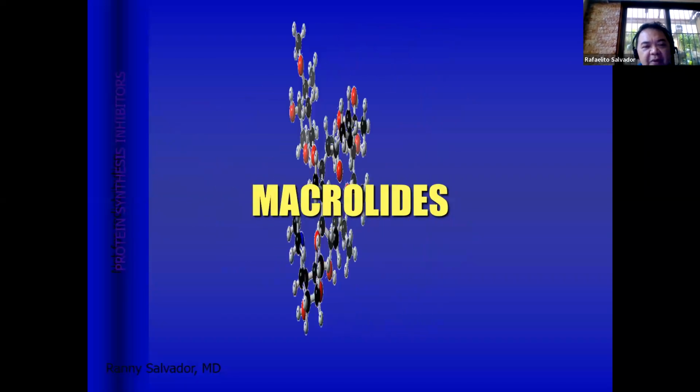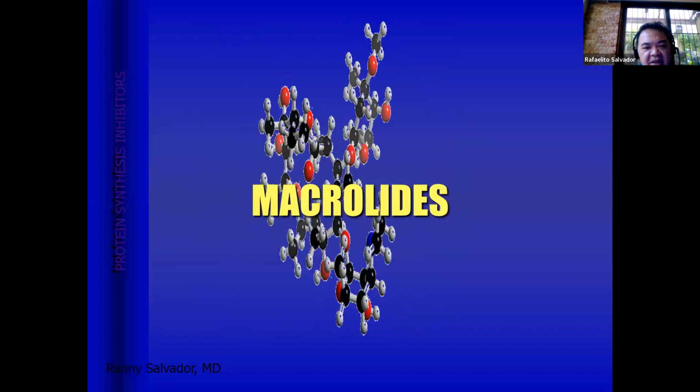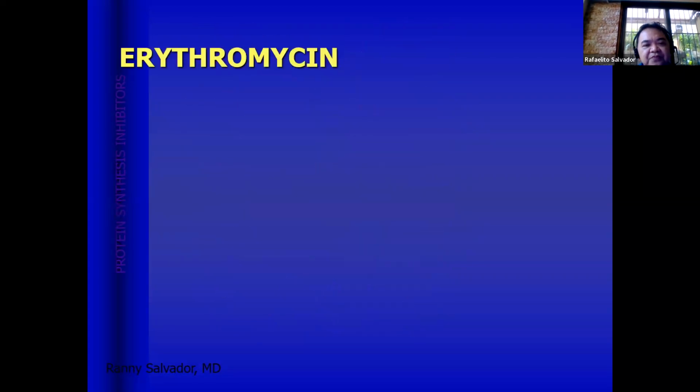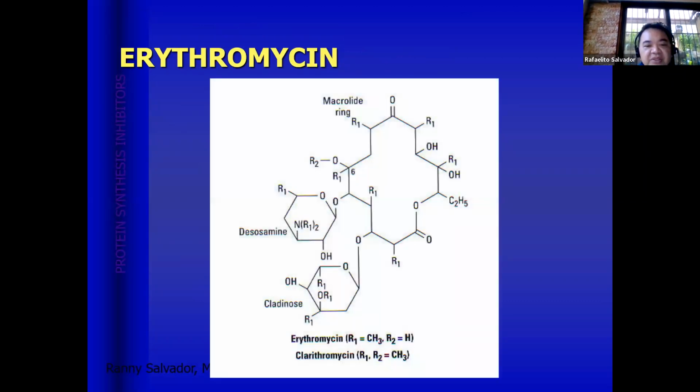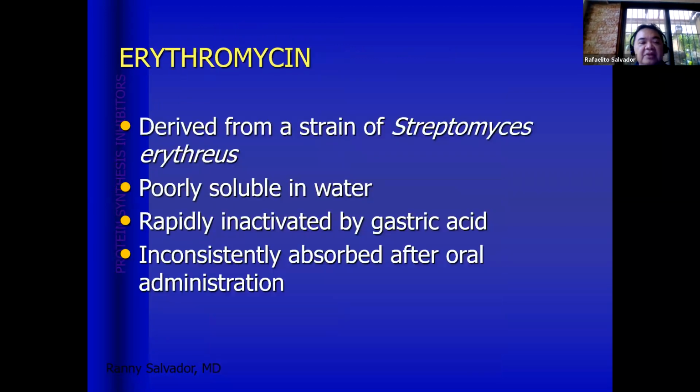So we'll go to the more popular class, the macrolides. Before, the available macrolide was erythromycin. This is the structure, and they changed the macrolide there. It is derived from a strain of Streptomyces erythreus, a fungus first isolated from soil in Iloilo. It is poorly soluble in water.